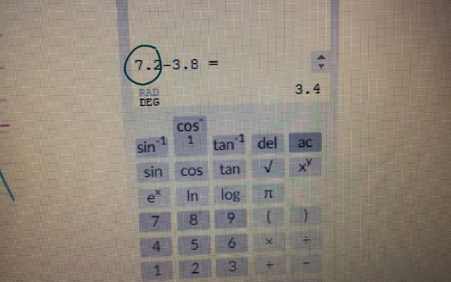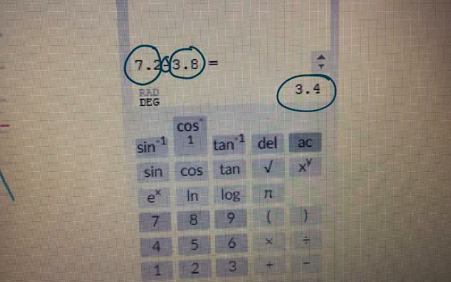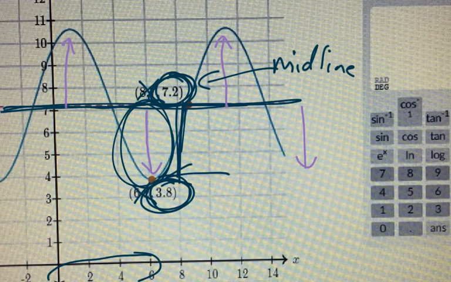I'm going to take 7.2 minus 3.8. That's 3.4, guys, which is what you type in the box to get credit. In other words, we know that it went 3.4 up, then 3.4 down, then 3.4 up again, and 3.4 down again. That's the amplitude.